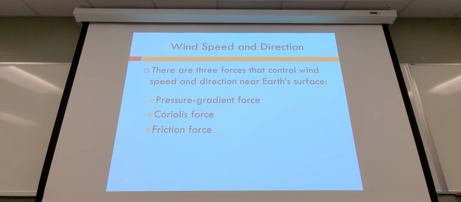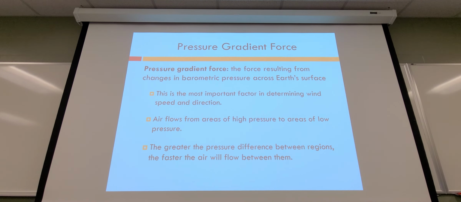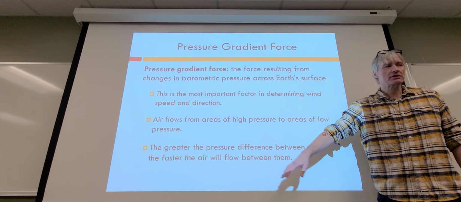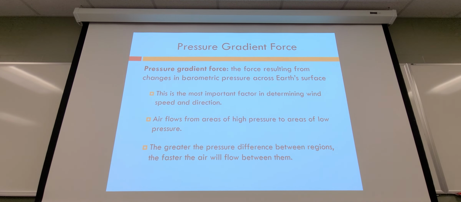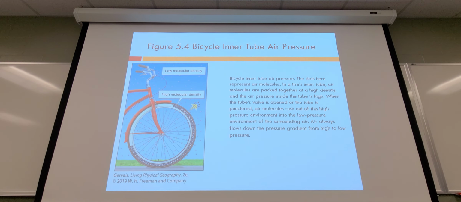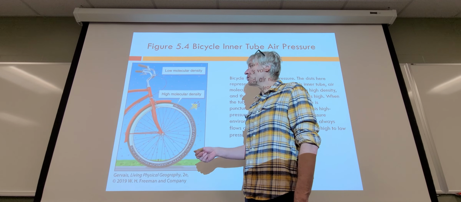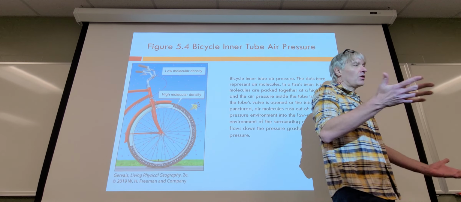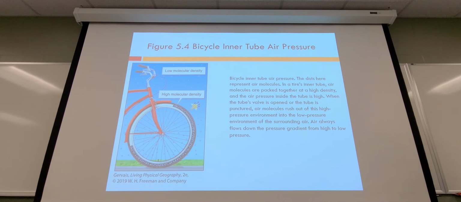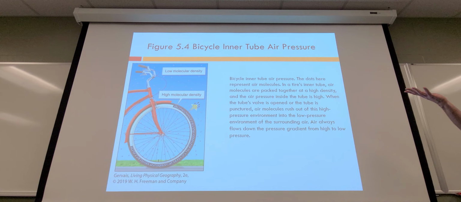Wind speed and direction. Well, we've got three different things we're going to take in turn. In a nutshell, air flows from areas of high pressure to areas of low pressure. That may seem like a no-brainer, right? When your tire is punctured, the outside is under a lot less pressure than the air in your tire. When you're filling up the tires of your car, you can see what the pressure is. Well, that pressure is going to be higher than our atmospheric pressure.